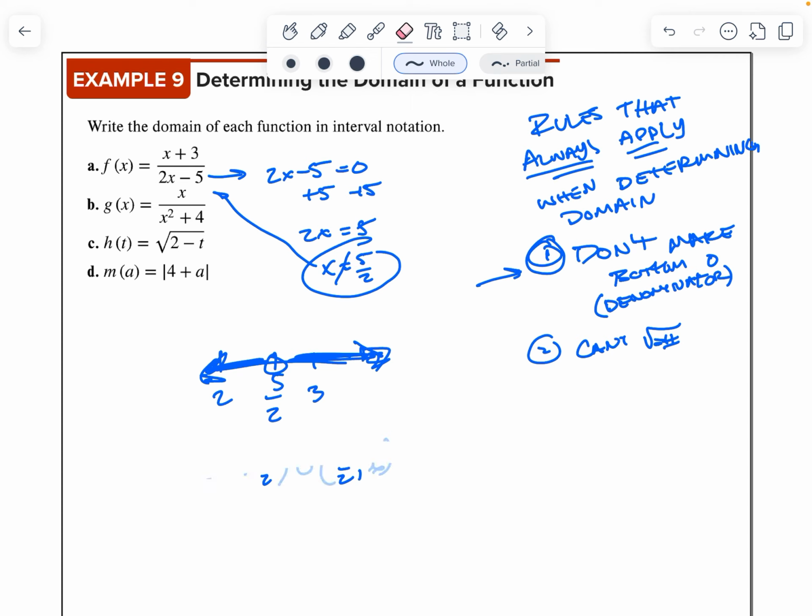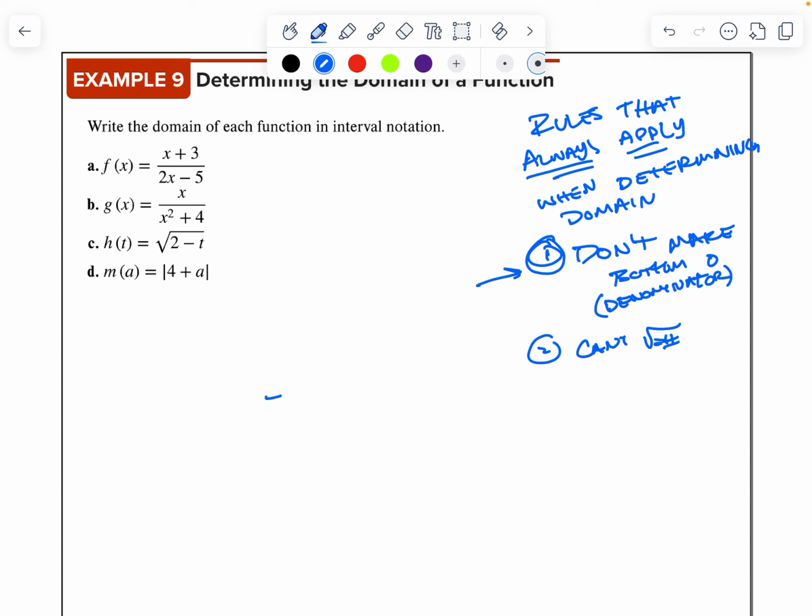I'm going to erase to make myself some space here. On the next one, you're again looking for what would make the bottom 0. There's no square root, so we're not worried about the second rule again. But what would make the bottom 0? Is there any number that would make the bottom 0? X squared plus 4 equals 0. Subtract the 4. X squared equals negative 4.